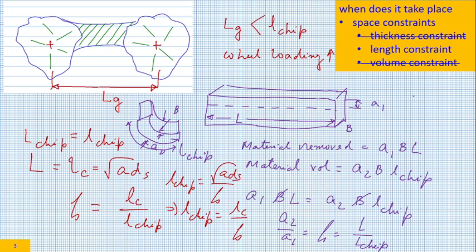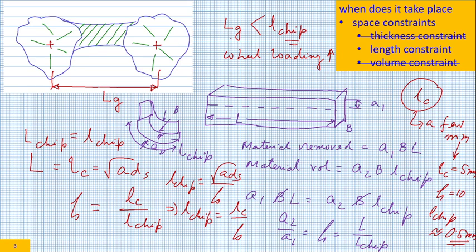Now already you have calculated LC quite often. This is a few millimeter. So if LC is 5 millimeter and zeta was 10, then your L chip value would be somewhere around 0.5 millimeter. So if this 0.5 millimeter is more than LG, then you have a high chance of wheel loading.